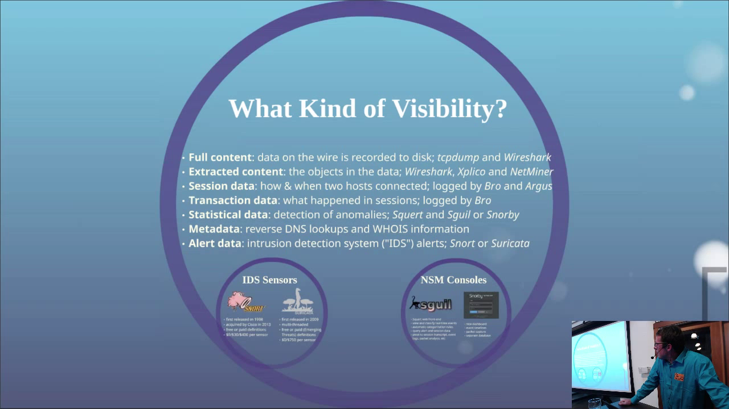And finally, I think the most useful thing that you're going to get in terms of visibility is alert data. So Security Onion, most people who come to this package, they get there because they've heard that there is a thing out there called Snort. It's a very popular intrusion detection system. There are competitors to it.